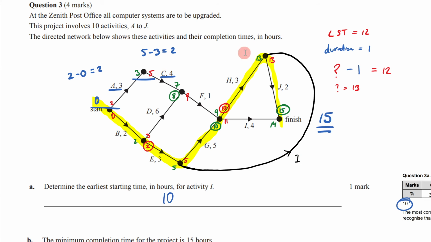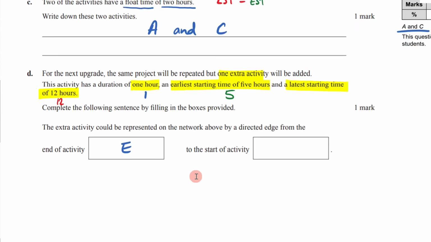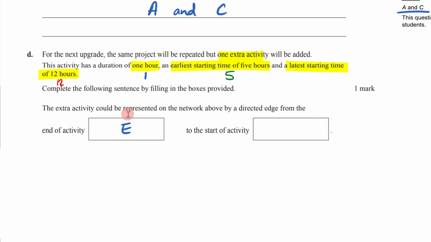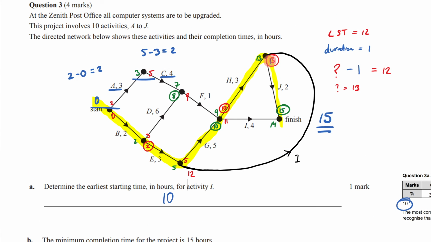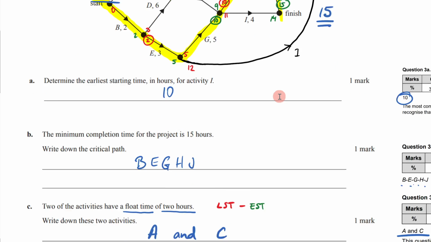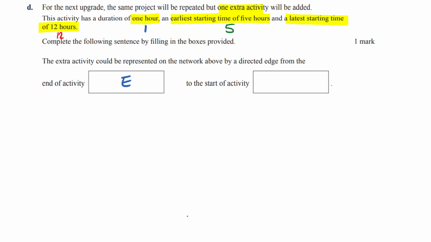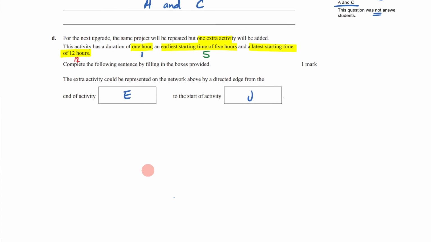Because now, when we look at this, to figure out the LST of this line right here, you'd go 13 minus 1 is 12. And that's what the LST is that we're told. So what letter are we going to put in here now? The extra activity could be represented on the network above by a directed edge from the end of activity E to the start of activity what? Now, it has to be the start of activity J, because this is the start of activity J here. So I'll put a J there. And just like that, we are done.